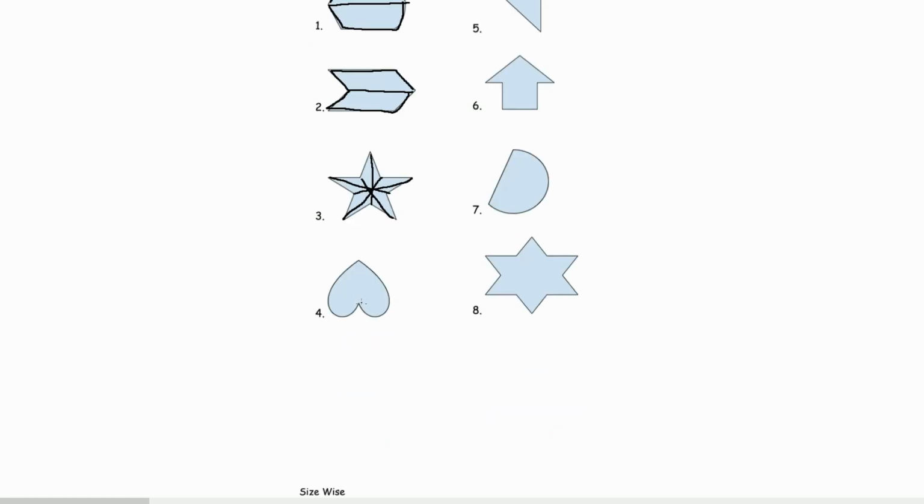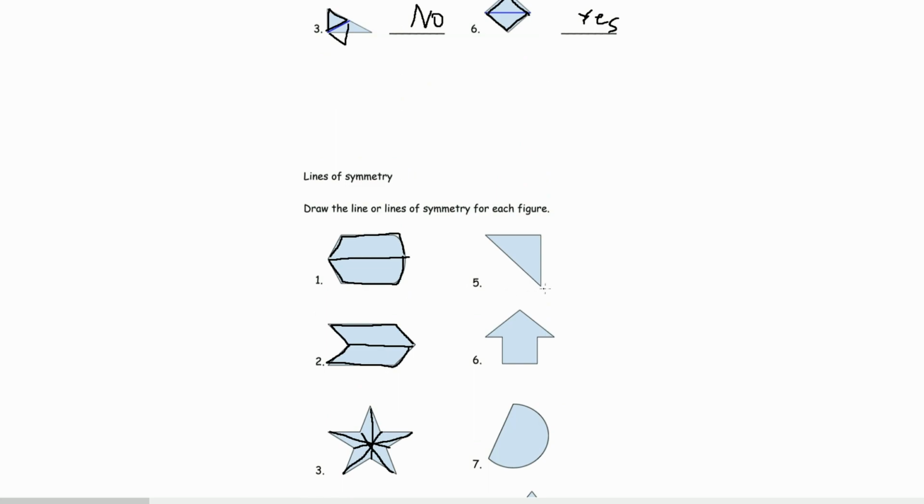Number four is a heart, so a split down the middle, and that side would be the same as that side. Number five, this one we can't split down the middle like that one, so we're going to find the middle of the shape and draw a line like that. That shape would be the same as that shape right there.